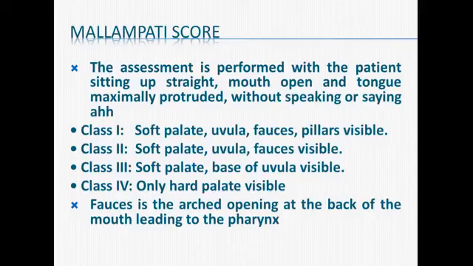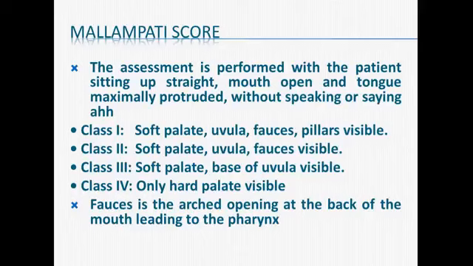The Mallampati score means the assessment is performed with the patient sitting up straight, mouth open, and tongue maximally protruded, without speaking or saying ah. It is divided into 4 classes. Class 1 is the easiest expected for airway management. We can see soft palate, uvula, fauces, and pillars.